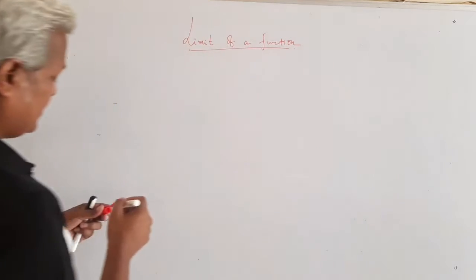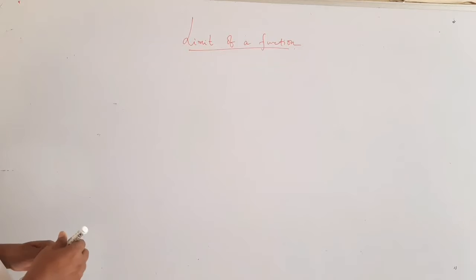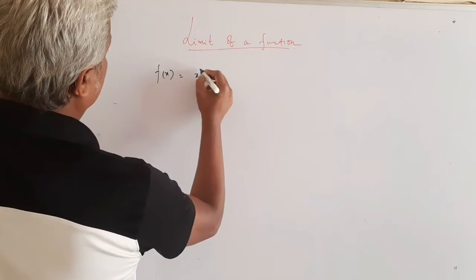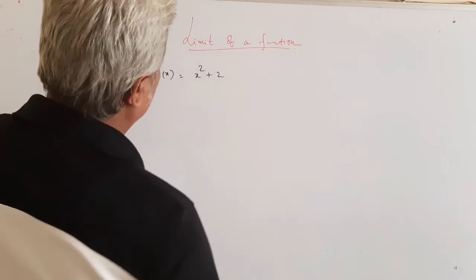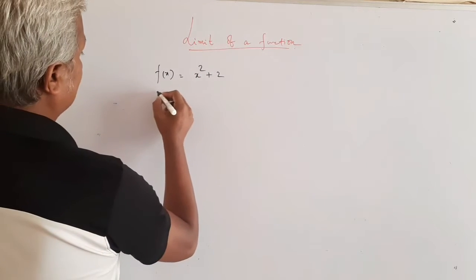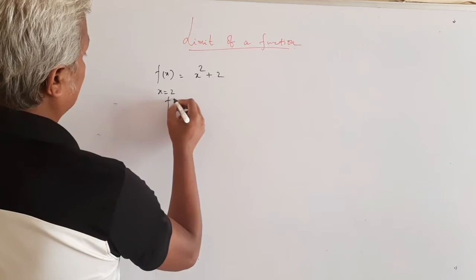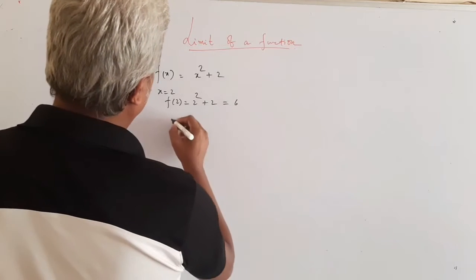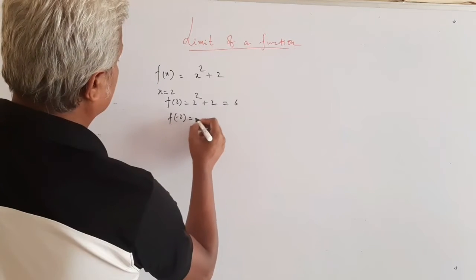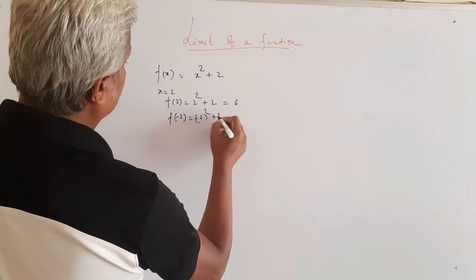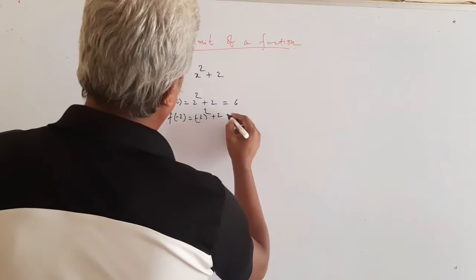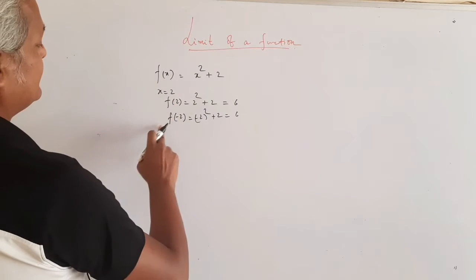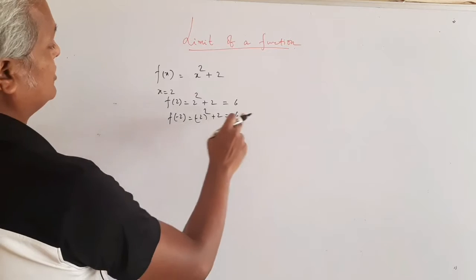Now, what happens with the limit of a function? Suppose I have a simple function f(x) = x square plus 2. In this condition, if I put x equal to 2, we write f(2) = 2 square plus 2, that is 6, and f(-2) is also (-2) square plus 2, which is 6. So we can say the value of the function at x = 2 is 6 and the value of the function at x = -2 is also 6.